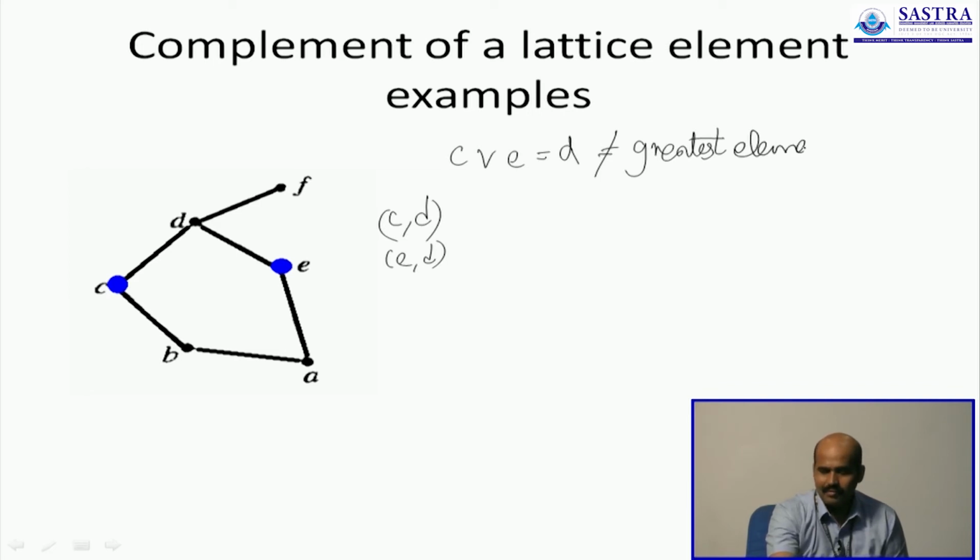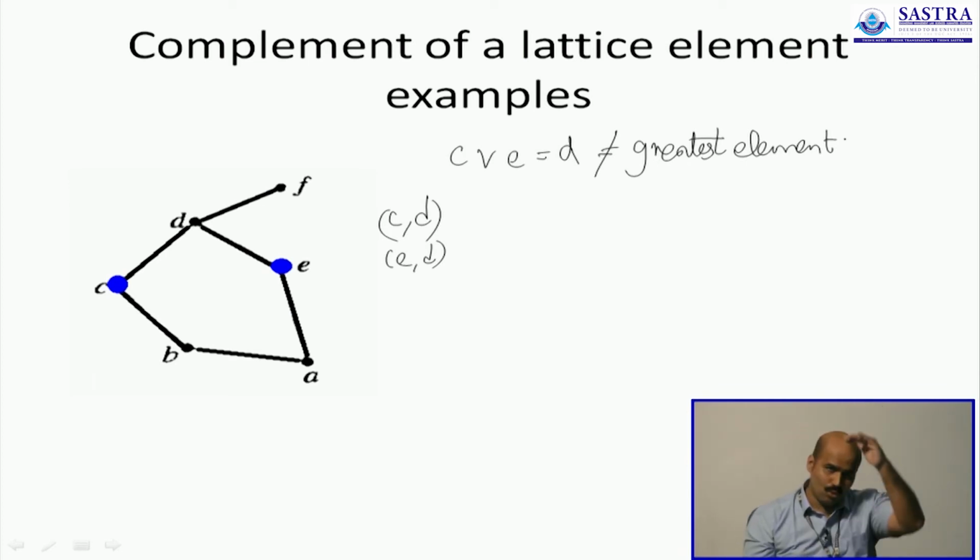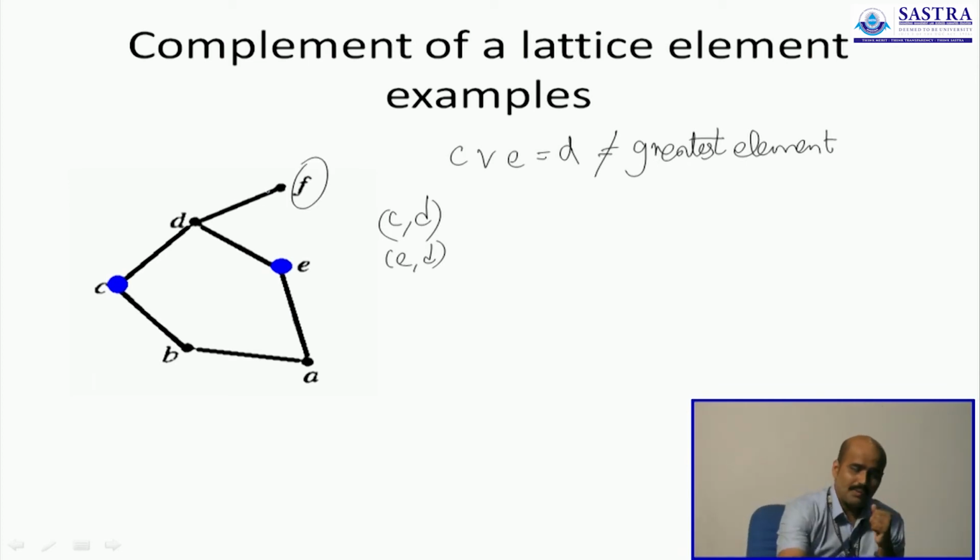The greatest element we have seen before is the one element that's strategically placed on the top of the Hasse diagram, the topmost element. The topmost element happens to be F, because every element is related to F. CF, EF, BF, AF, DF, all of these are related to F. So C and E actually have a least upper bound. Because it's a lattice, they have a least upper bound, but that least upper bound is not the greatest element. So C and E are not complements of each other.